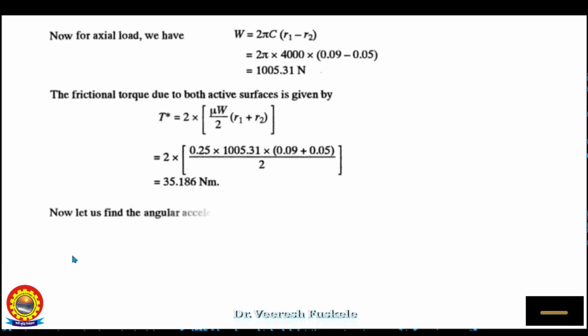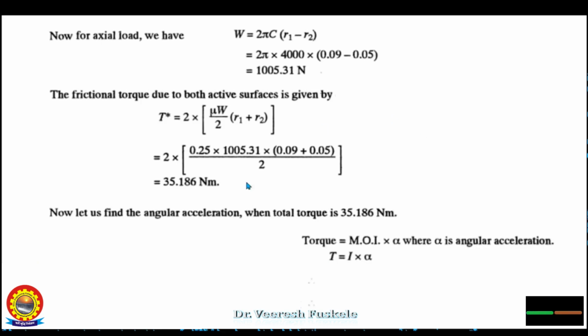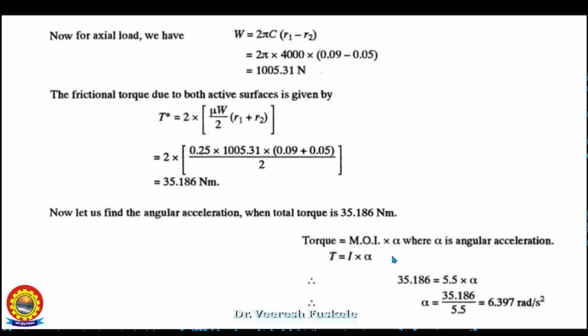Further, we should find the angular acceleration when the total torque is 35.186. For that we know T is equal to I alpha. So from here we can find out alpha as 6.397 radian per second square.